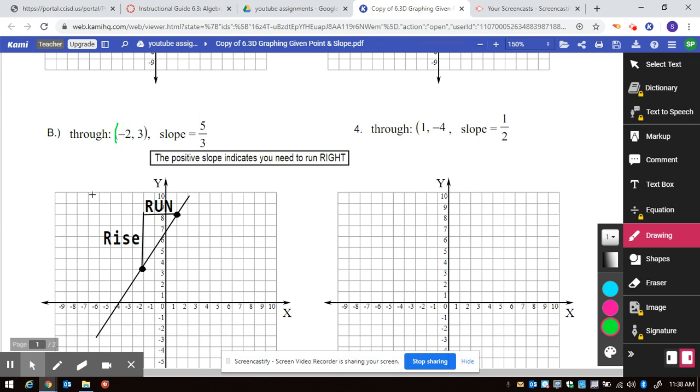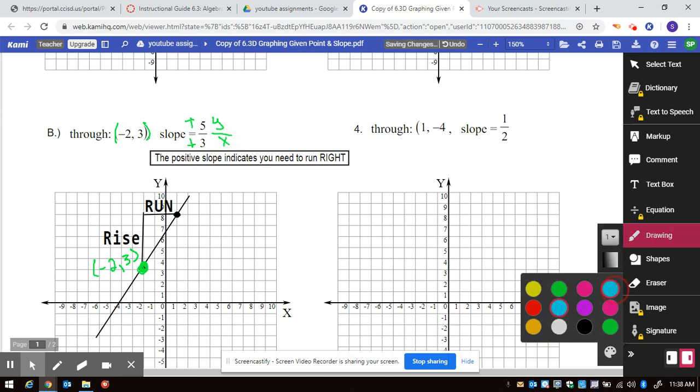You plot this coordinate point first, going -2 in the x direction, +3 gets you this coordinate point right here. It's always best to go ahead and label it for whoever you're turning it into. They can see that you plotted that point. And then this is a +5 over +3. So 5 in the y direction and 3 in the x direction.